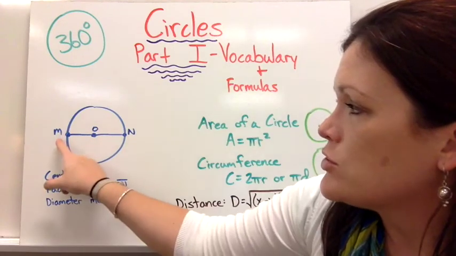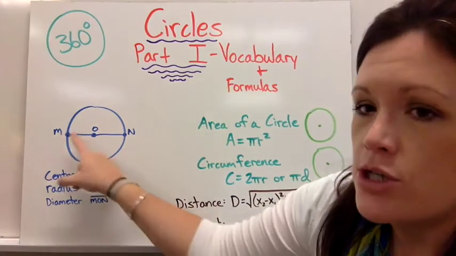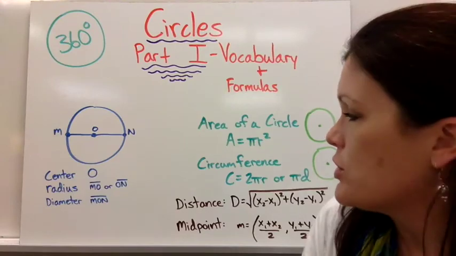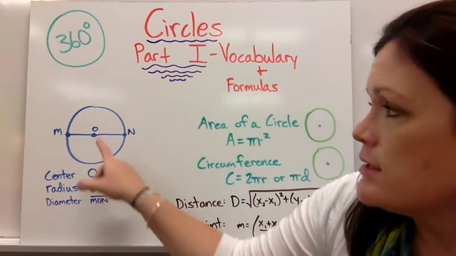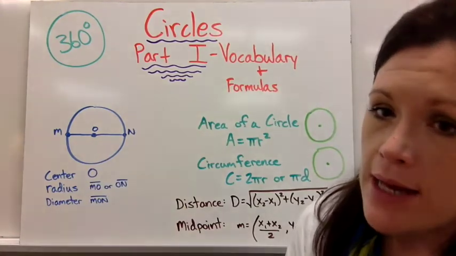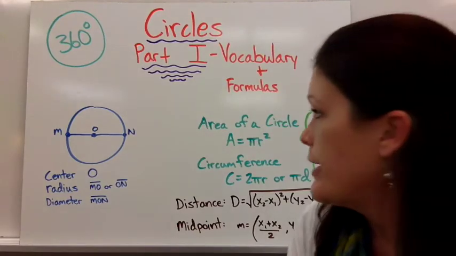The radius goes from the endpoint at the center to one other point on the circle. And your center point is in the middle. And a lot of times they will label that as an O, but not necessarily.